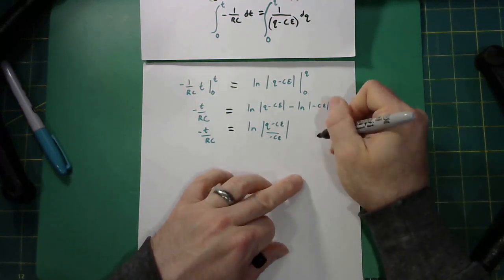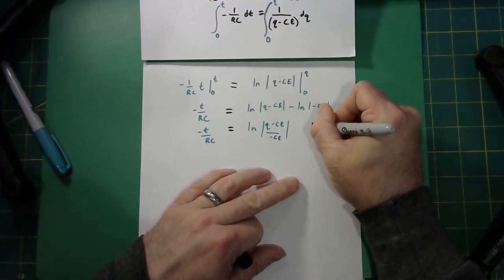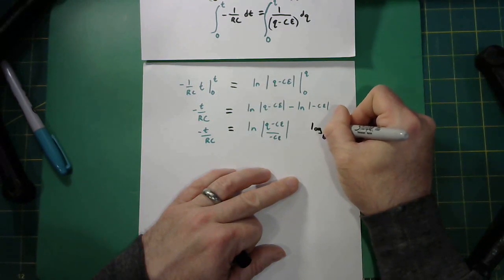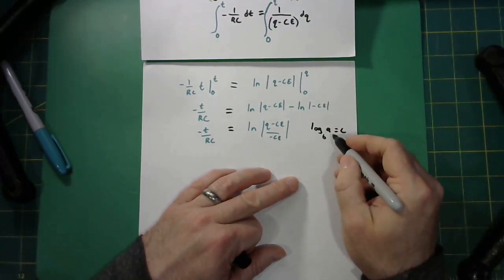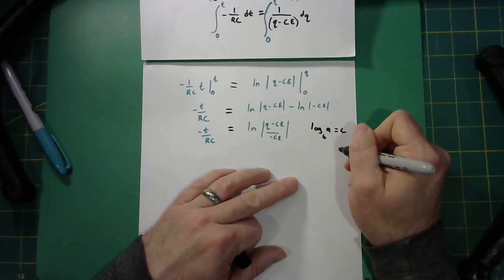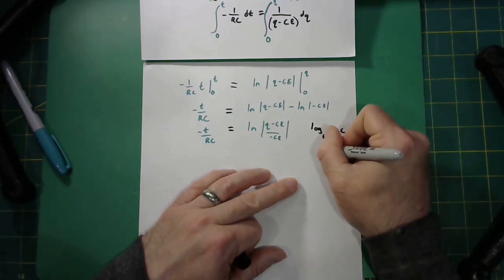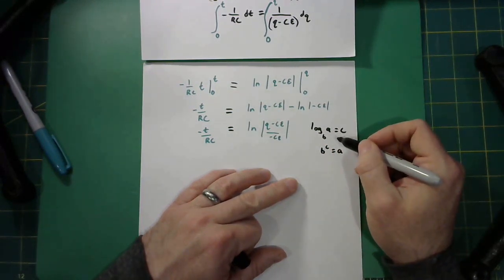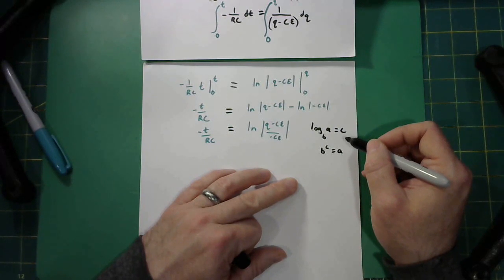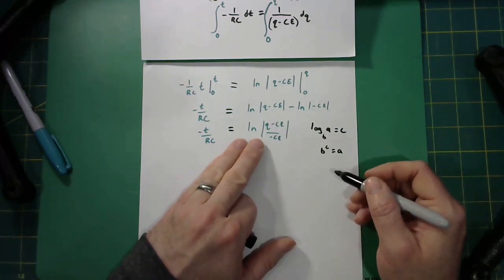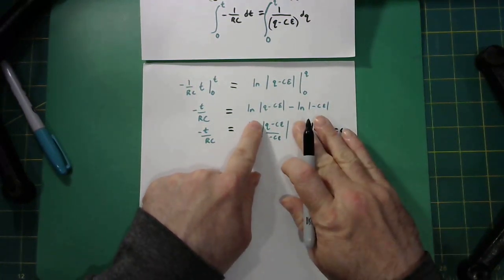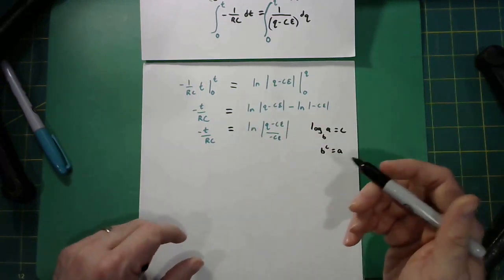Remember that if I had something like a log base B of A equals C, you know what that's really saying? That's really saying B to the C power equals A, right? Is what this really is saying. So in this case, natural log, that's a log base E. So E to this power equals what's in the argument of the log here, right? So that's what we're going to say.